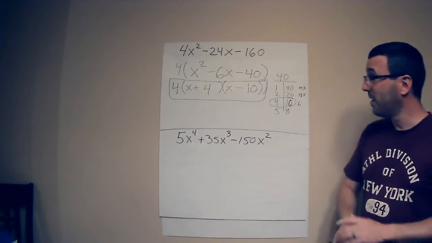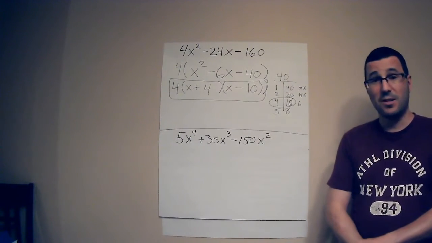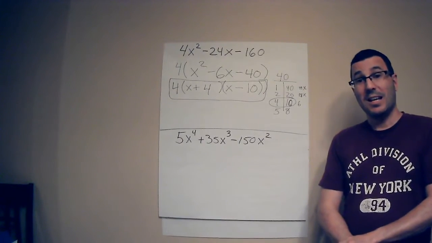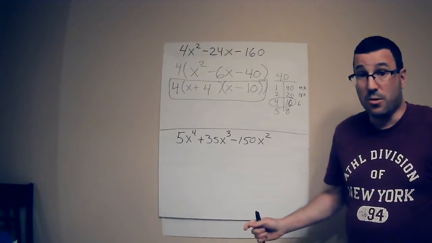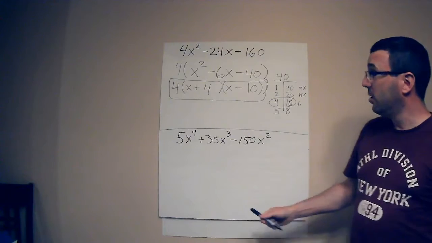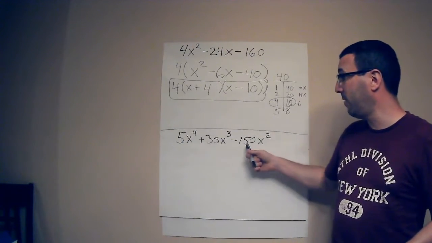This one, 5x to the 4th plus 35x to the 3rd minus 150x squared. That's some big numbers. Just go about the questions. Is there a greatest common factor? So again, I'm going to look at the numbers first: 5, 35, and 150.